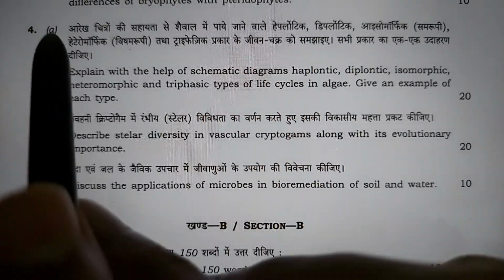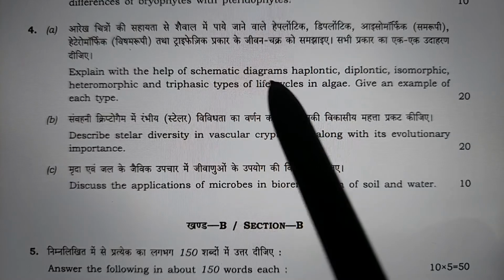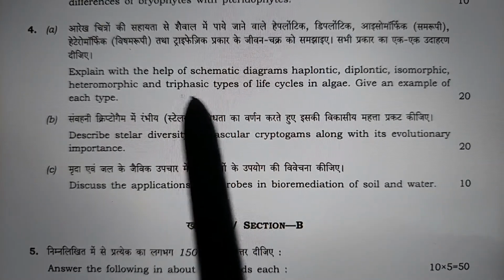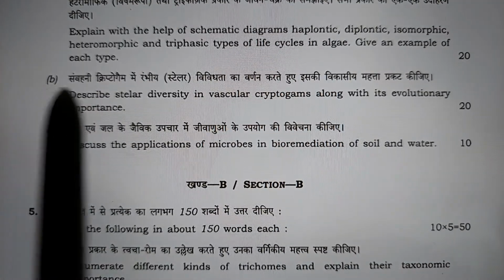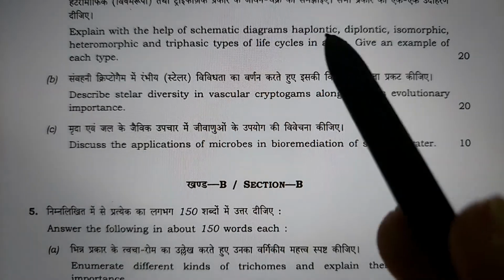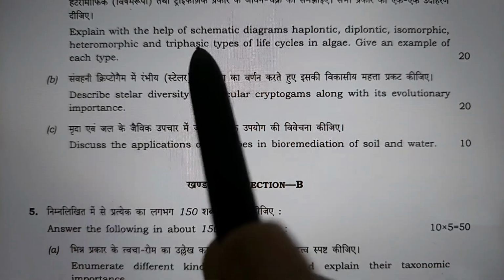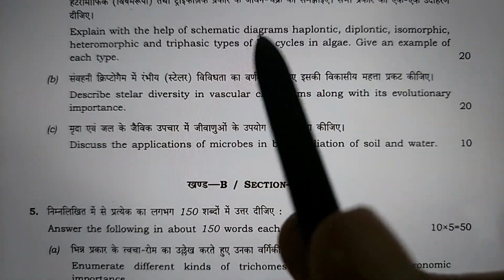Question 4 is also having 3 options, A, B, C. A is explain with the help of schematic diagrams haplontic, diplontic, isomorphic, heteromorphic, and triphasic types of life cycle in algae. Give an example of each. 20 marks.